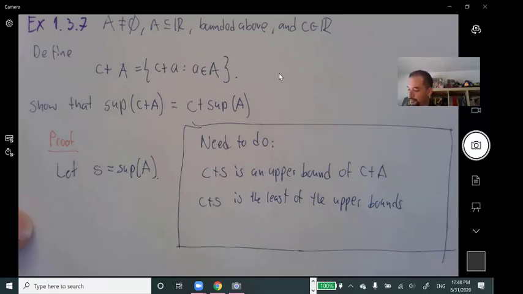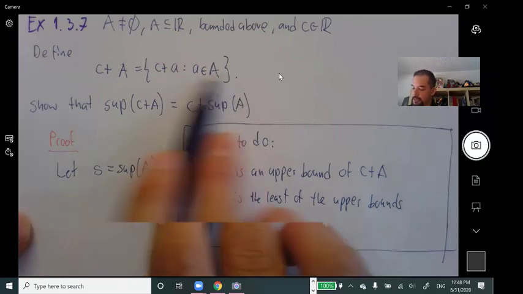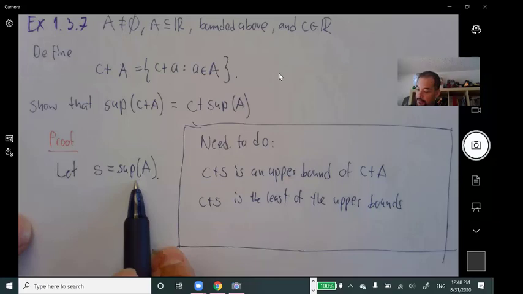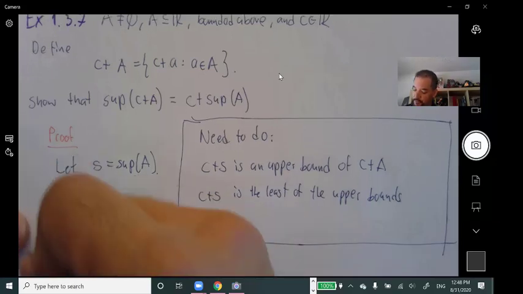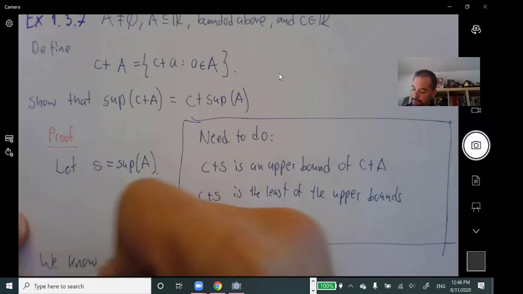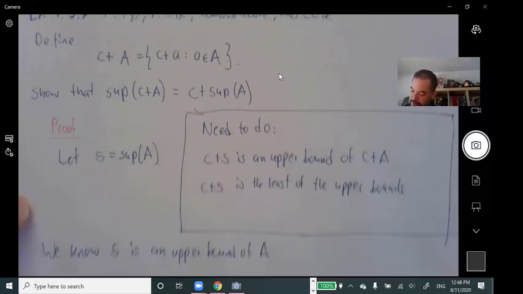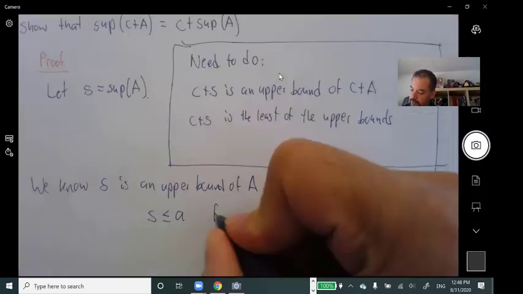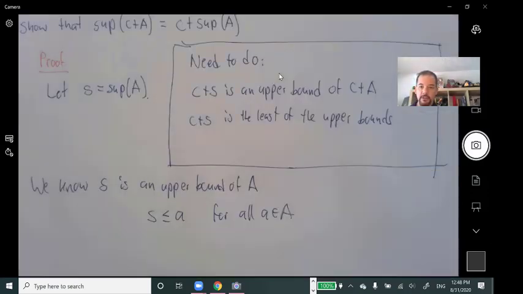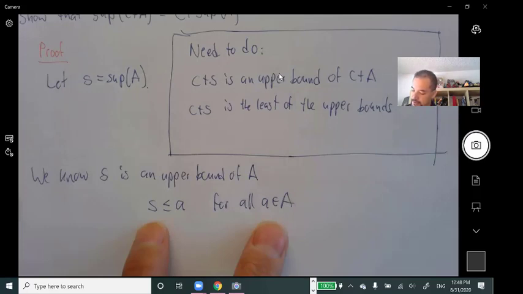All right, so let's start with the first one. Why is C plus S an upper bound of this set? Well, that's easy because S is an upper bound of A, right? By definition, because S is a supremum. The meaning of that is that little a is less than or equal to S for all little a in capital A. All right, so we know that. Then all we need to do is add C to both sides.